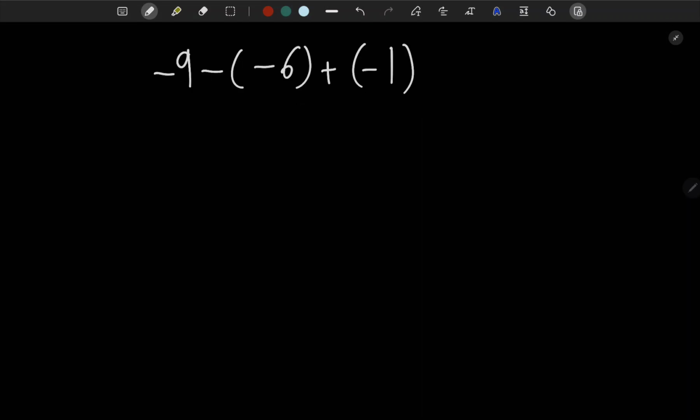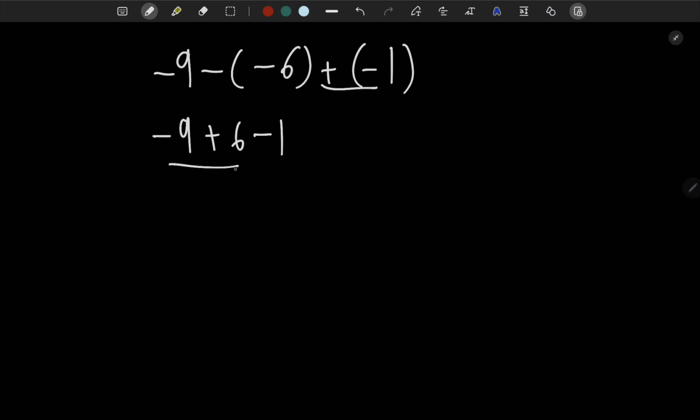So in this example, we have minus 9 minus minus 6 plus minus 1. So first step, let's take it step by step. Let's get rid of these two minuses over here. So this becomes minus 9 plus 6, and here we have plus minus, and as we know from before, the minus takes over, so it becomes minus 1.